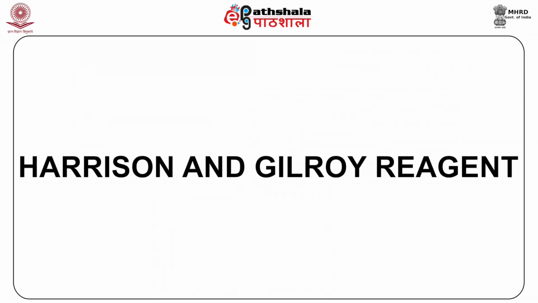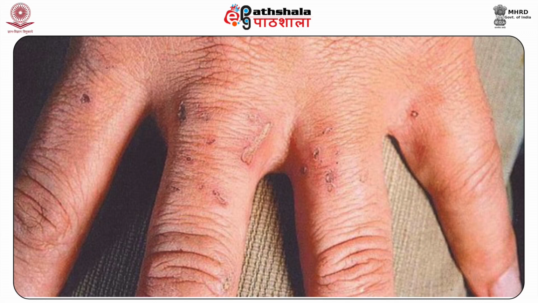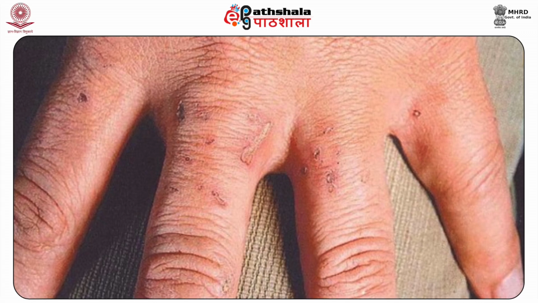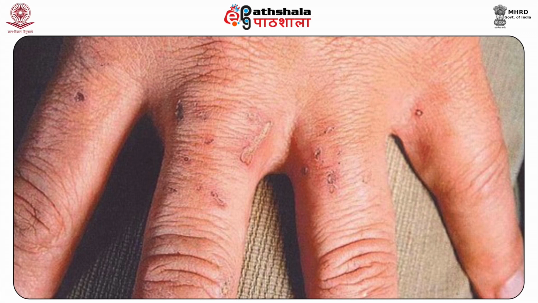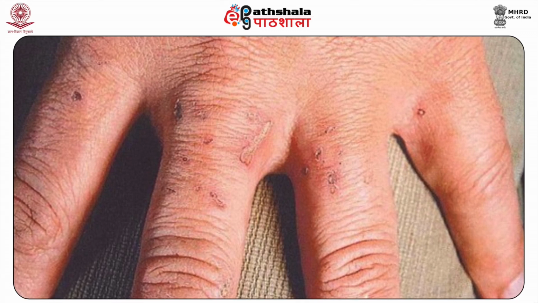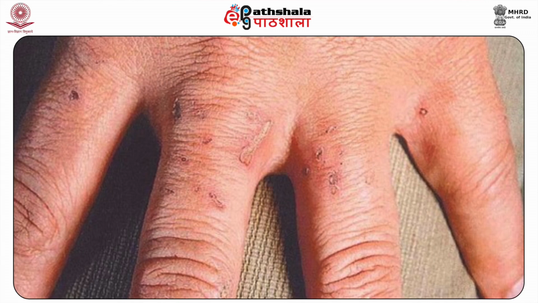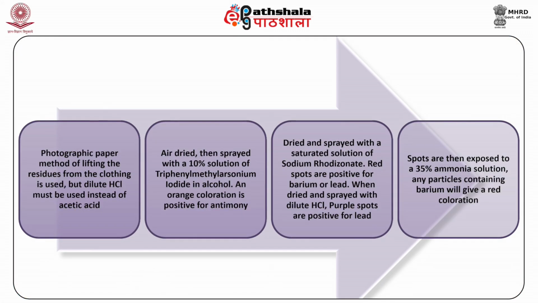Harrison and Gilroy reagent. Whereas this reagent is really intended for the identification of GSR on hand swabs, it can be used just as well for the range of firing estimations once the particles have been removed from the garment. The photographic paper method of lifting the residues from the clothing is used, but dilute HCl must be used instead of acetic acid. It is then air dried, then sprayed with a 10% solution of triphenyl methyl arsonium iodide in alcohol. An orange coloration is positive for antimony.